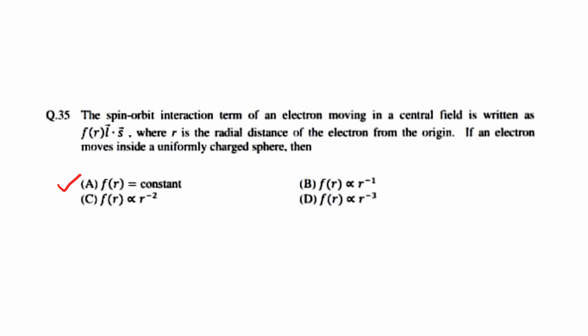So we have discussed the solution. So in our case, if the electron moves inside a uniformly charged sphere, then this function f will be constant in this spin orbit coupling term.